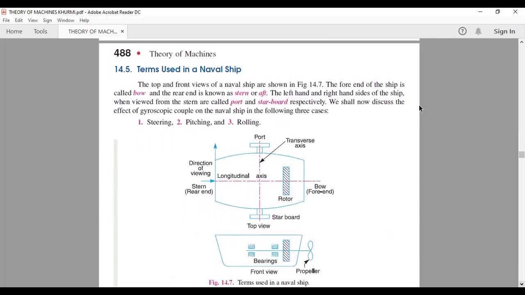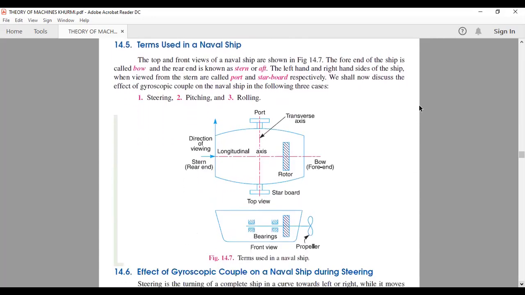Next, second model is the terms used in naval ship, that is the naval ship model. So in the ship, front part of the ship is known as bow, back side part is known as stern. So front part is known as bow, back side part is known as stern, and the left side part is known as port, and right side is the starboard.